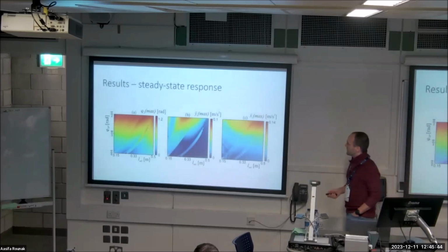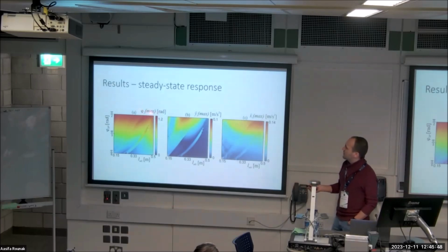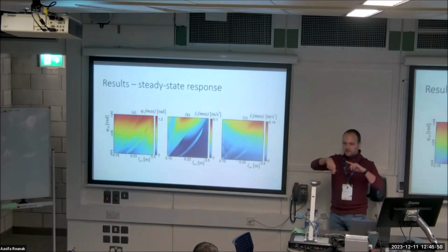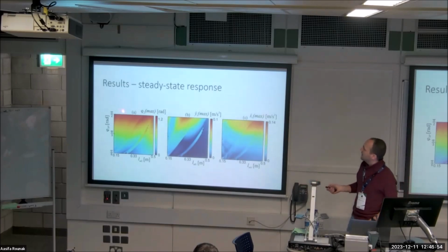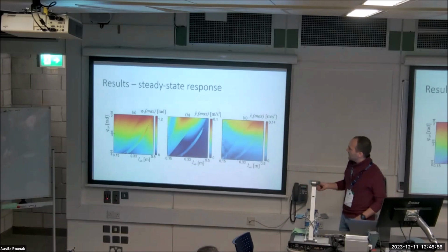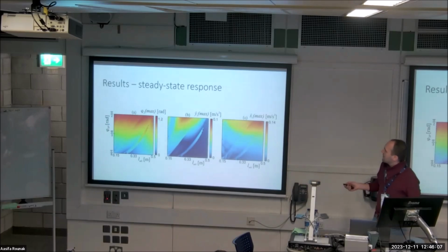And those are the results for the steady state response. The first graph shows the maximum clapper angle, so this inner pendulum in the bell. And we can clearly see that it mostly depends on the set point, so the desired amplitude, and the bigger the amplitude of the bell, the bigger the amplitude of the clapper.